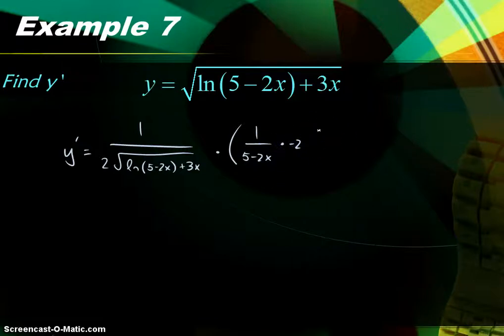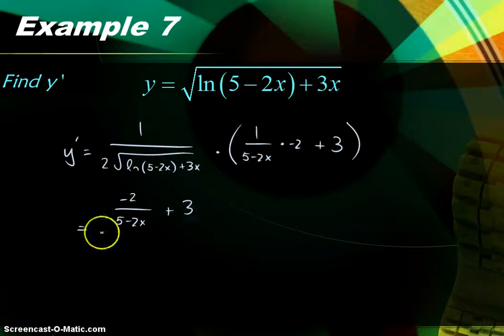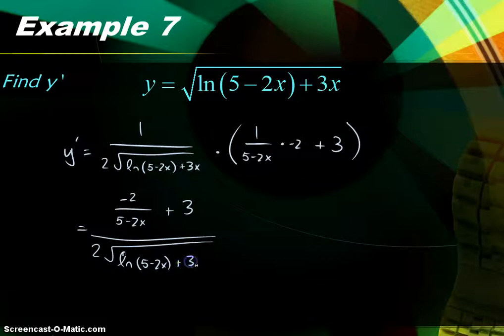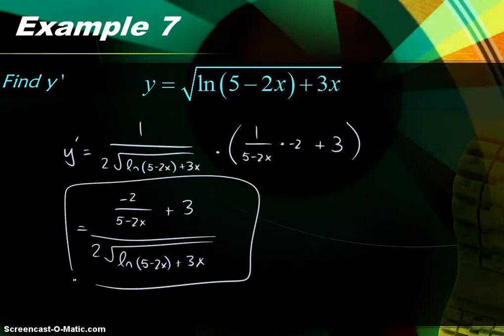Once I'm now done with that ln, I can move on to the rest of the problem. It then says the derivative of 3x. That's 3. So what I've got here is -2 over 5 minus 2x, plus 3, all over 2 square root of natural log of 5 minus 2x, plus 3x. It's pretty ugly once we account for everything, but that's our answer.